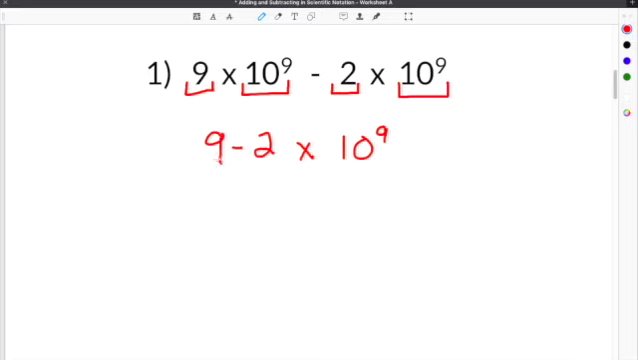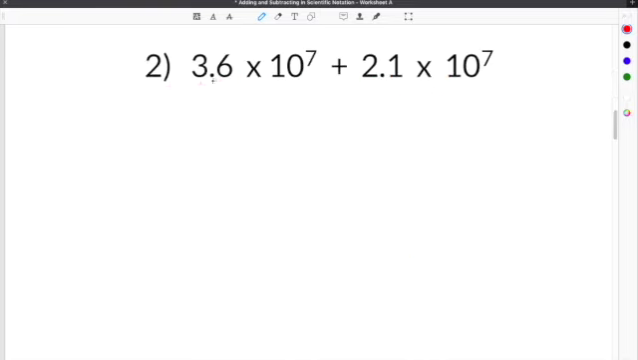The next step is to actually go ahead and subtract the coefficients. So 9 minus 2 is 7. And then we will rewrite times and then our power of 10, which is 10 to the ninth power. So our answer in scientific notation is 7 times 10 to the ninth power because we do not change the power of 10 in our answer.